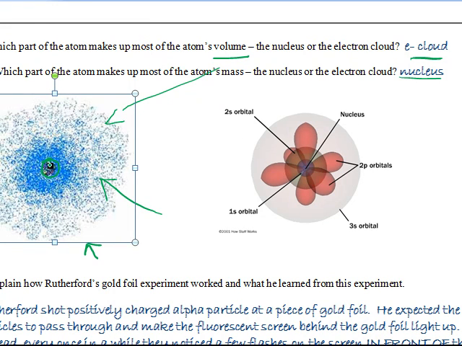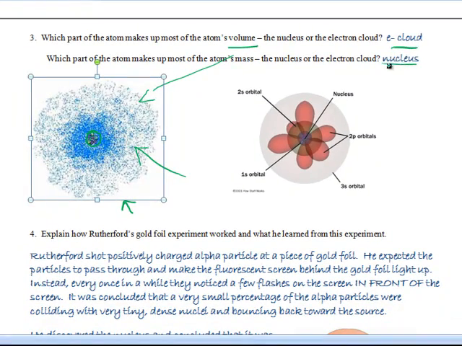Now, the artist drew the nucleus here way too big. It should have been a dot even smaller than these dots. But if you did that, you wouldn't have seen it, so he wouldn't have done his job showing you where the nucleus is. So he had to draw it kind of big. But the nucleus is unbelievably small compared to the size of the electron cloud.